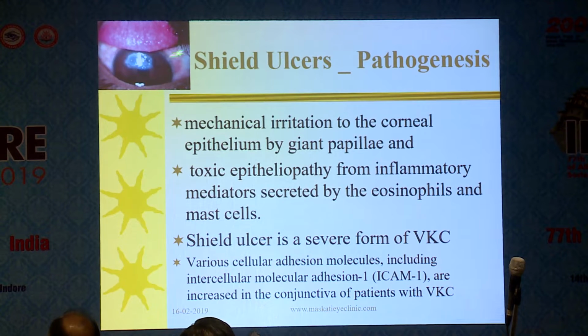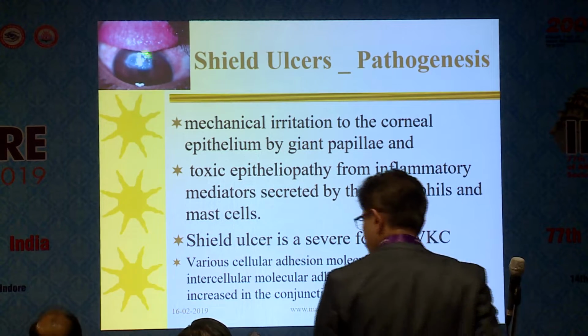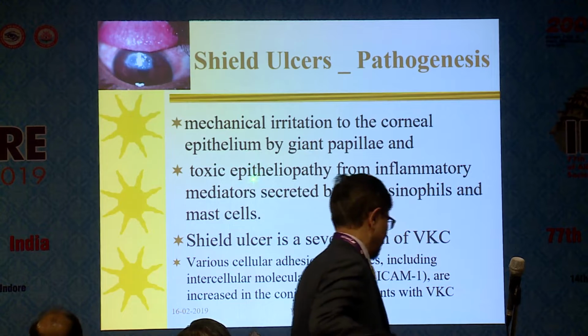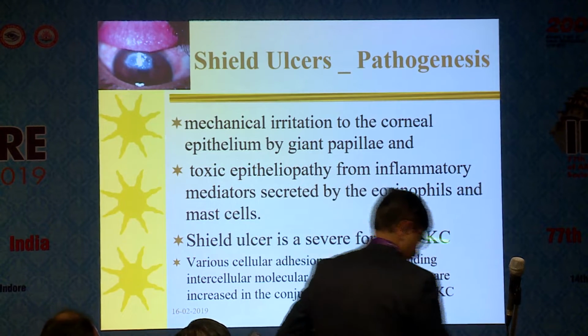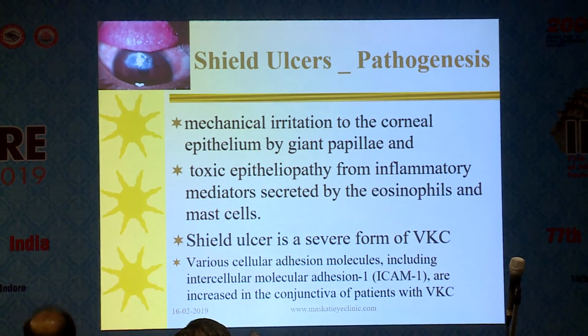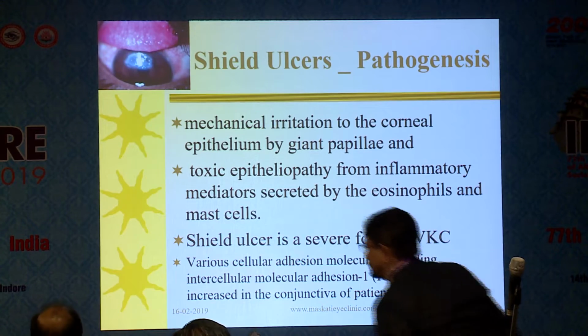In shield ulcers, this is a different pathology. There is a mechanical irritation to the corneal epithelium. These giant papillae cause mechanical irritation, and you get toxicity occurring over there. It's a severe form of VKC, and it needs treatment by a different mechanism. Unless you remove that shield from the ulcer, it's not going to heal.